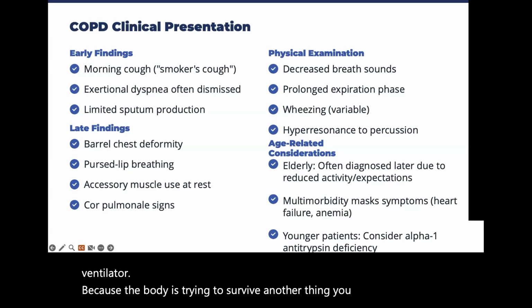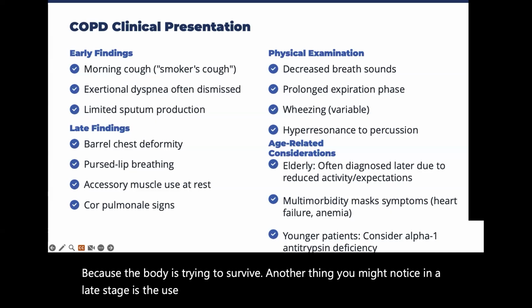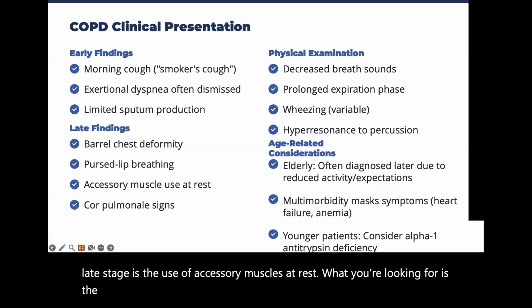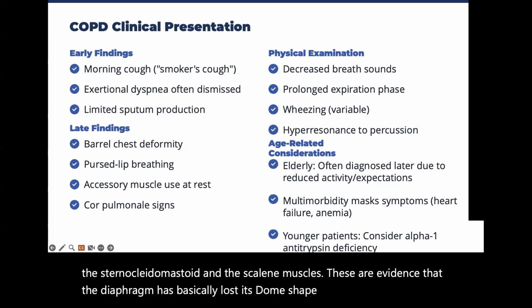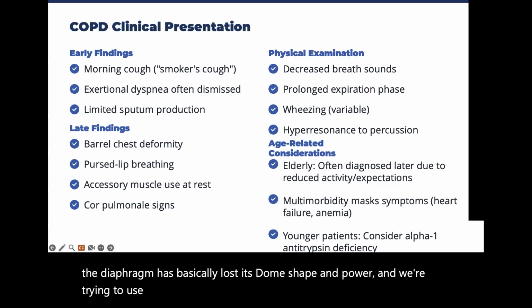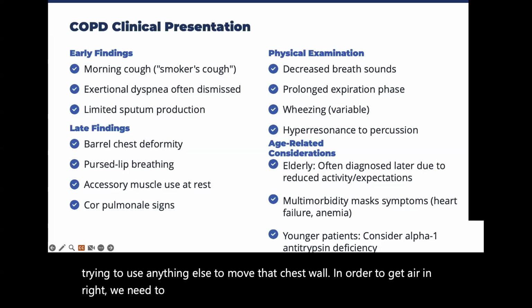Another thing you might notice in late stage is the use of accessory muscles at rest. What you're looking for is the sternocleidomastoid and the scalene muscles. These are evidence that the diaphragm has basically lost its dome shape and power, and we're trying to use anything else to move that chest wall in order to get air in, right? We need to create a negative pressure so air can push in and fill us up.